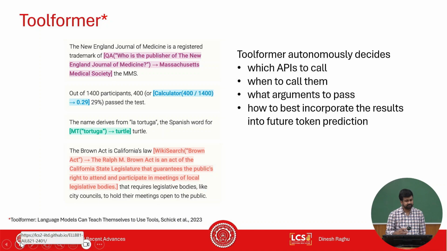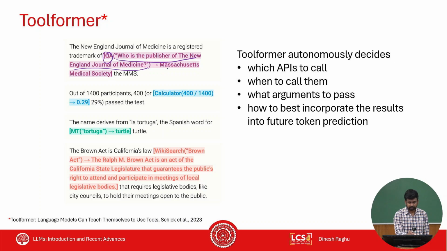So what they said is, they went along the same line of thinking, which is you need to annotate examples which specifically say which APIs to call. Like for example, in this setup, the New England Journal of Medicine is a registered trademark of. So it needs to figure out at this point in time, I need to call a QA system. And what I want to call is, I want to call it with this particular question. And once it gives me this answer, I should be able to use that in generating the next steps, right? And same thing goes with the calculator, same thing goes with translator, and then wiki search as well, right?